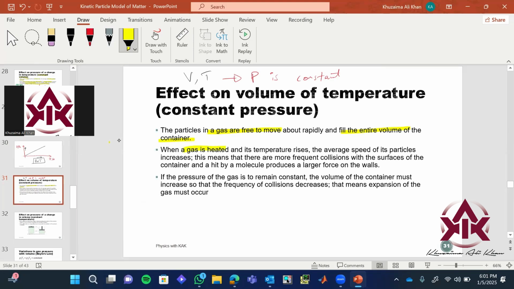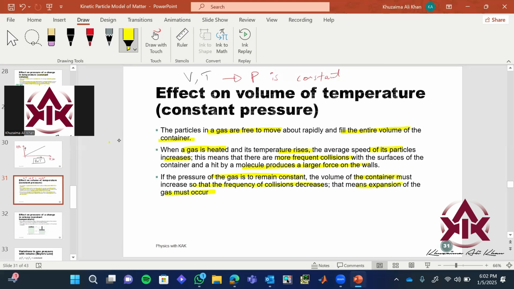So when a gas is heated, the temperature rises, and the average speed of its particles increases, as we had done in the last part. If you increase the temperature, the particles start to vibrate more. That means they have more collisions with the wall and with each other, so they're providing a greater force. If the pressure of the container needs to remain constant, the volume of the container must increase so that the frequency of collisions decreases. This means expansion of the gas must occur.